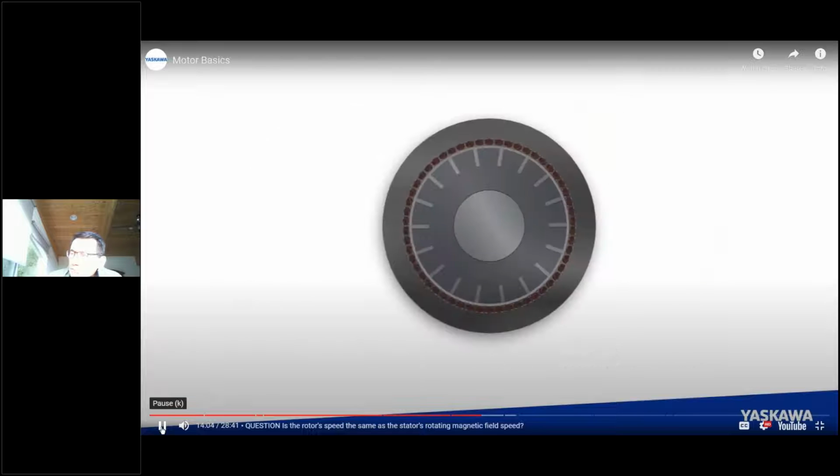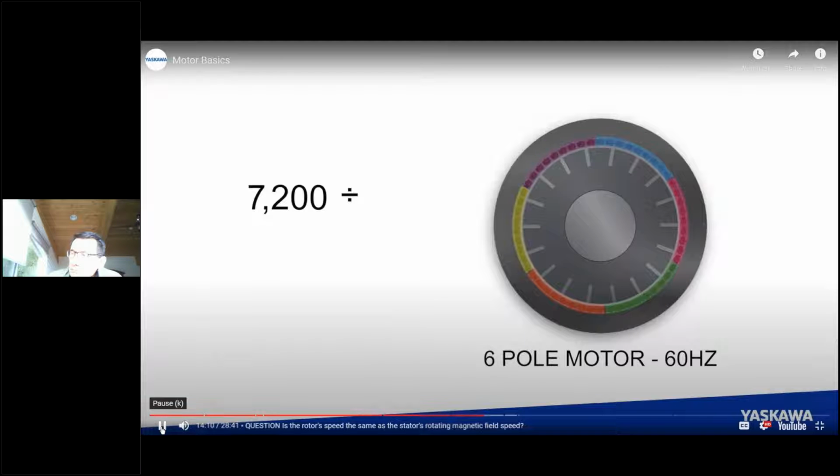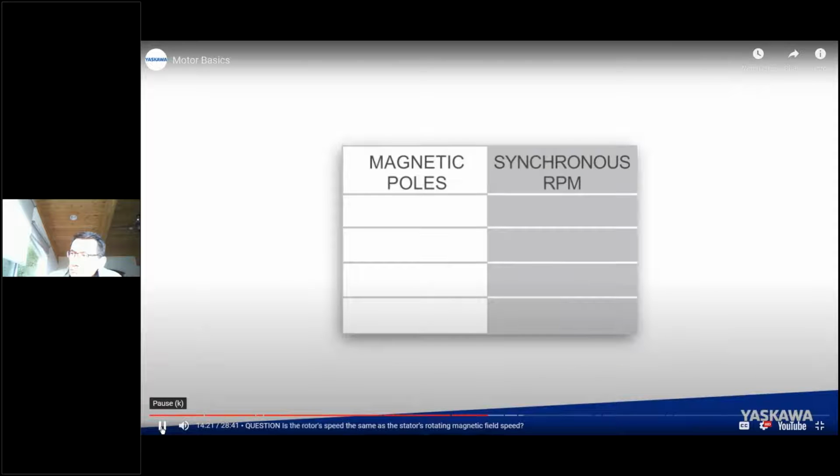But what happens to the motor's synchronous speed if we add more poles? If, like the example just given, the motor is powered at 60 hertz and we have 6 poles instead of 2, the synchronous speed produced by the stator decreases to 1,200 RPM. You can see by this table that sync speed decreases as you increase the number of poles.